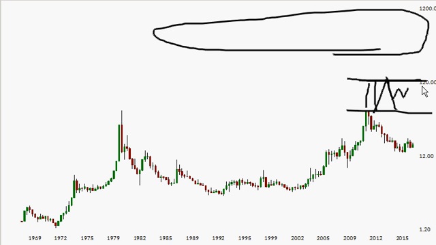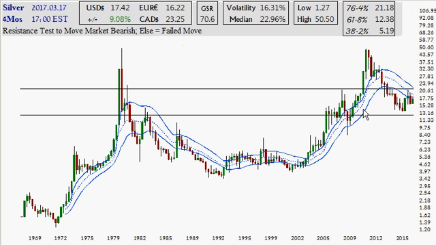Who knows? And then, of course, if 120 is not resistance, we'll talk about that when that time comes, because for now, it's testing the area of this band.